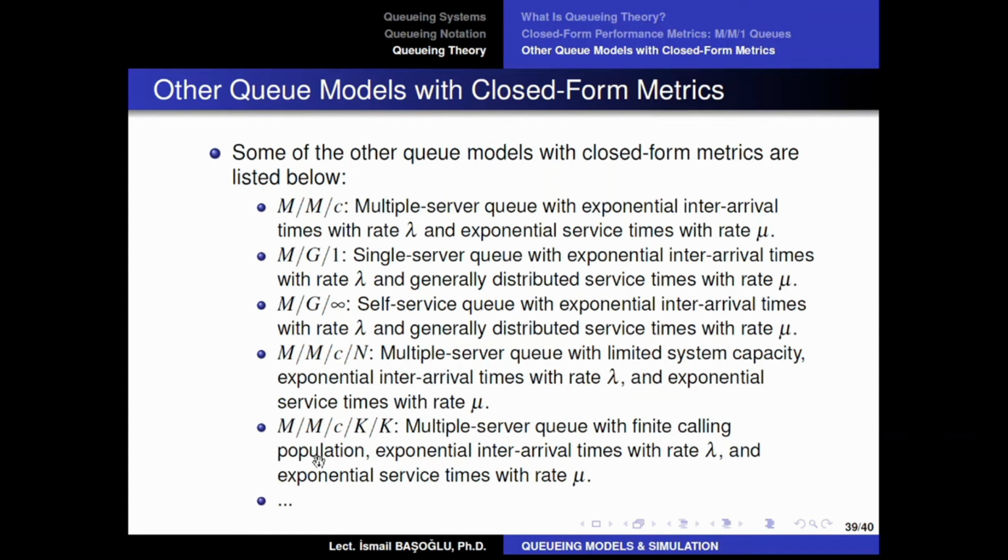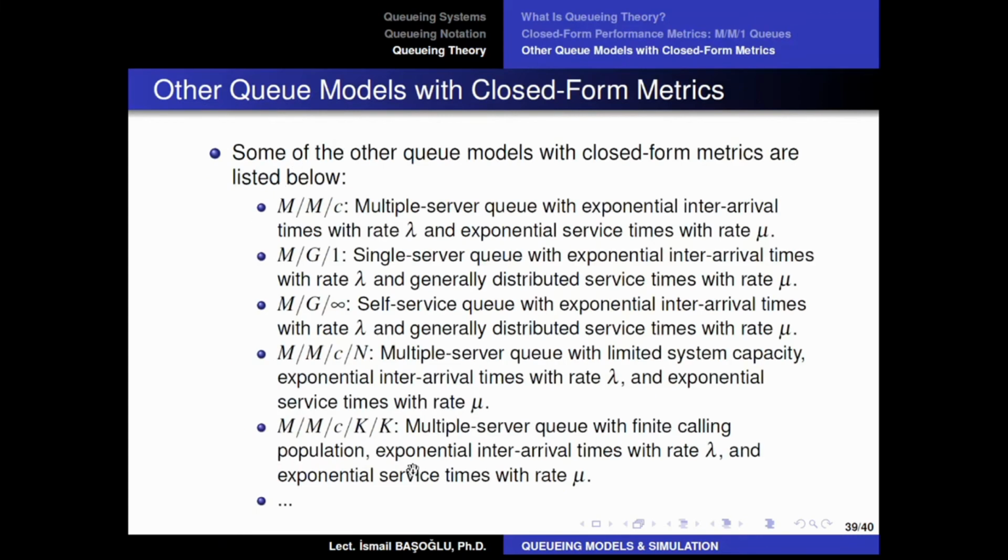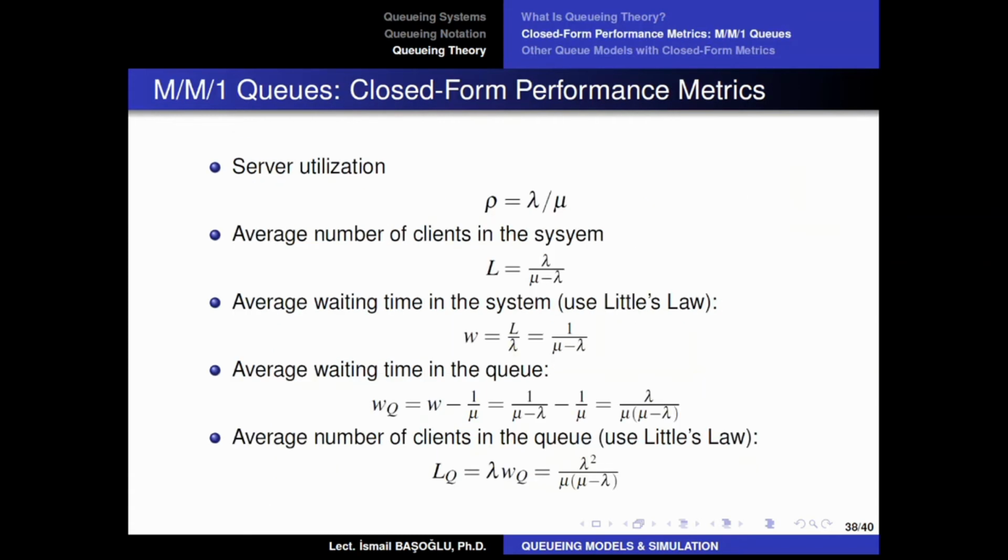Why have I explained these? These are the simple queue models for which queue theorists can generate closed form performance metric formulas, just like in the MM1 queue. So we do not need to run a simulation of these queues, because the closed form performance metrics can be calculated by formulations. However, this is not part of this course. In this course, I only provide the closed form performance metrics for MM1 queues.